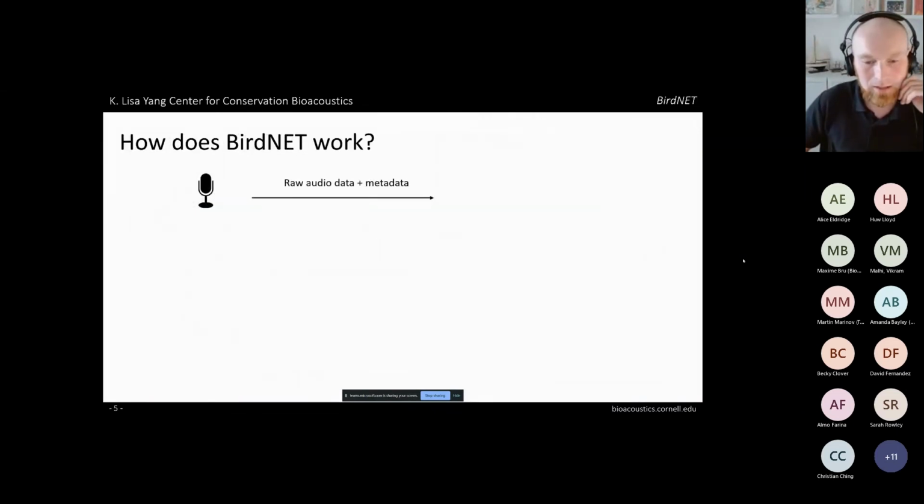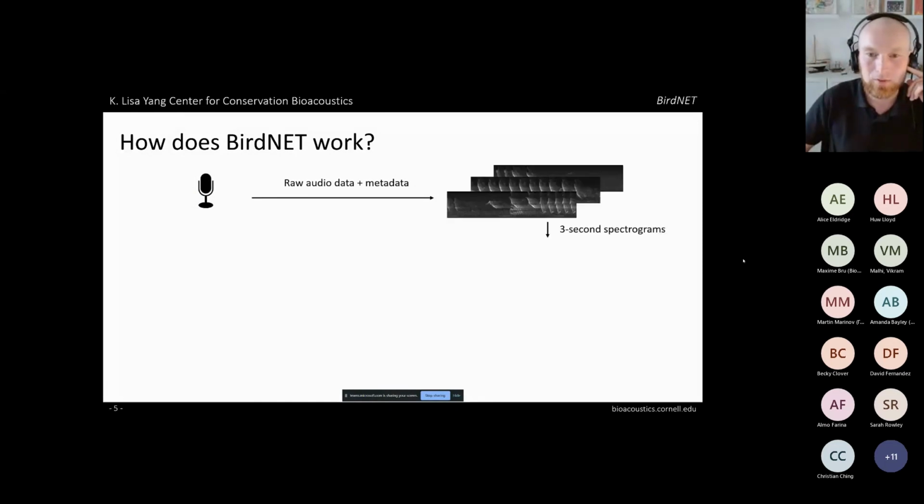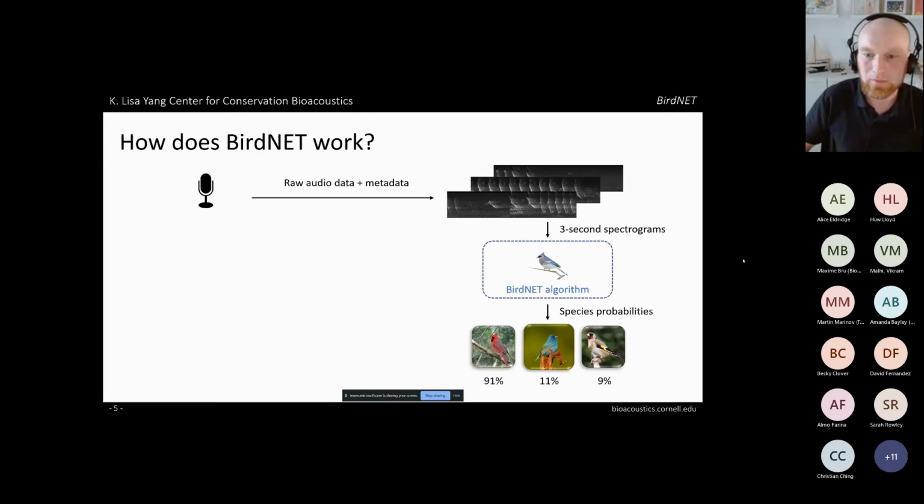But how does it actually work? I think this is pretty straightforward for anyone attending the workshop. You've heard that a couple of times. You need raw audio data, and then you split this up into 3-second chunks as spectrograms, and then we feed these spectrograms into the BirdNet algorithm, which is a deep neural net, and this deep neural net will output species probabilities. In this case, let's say it predicted 3 different species for this call.